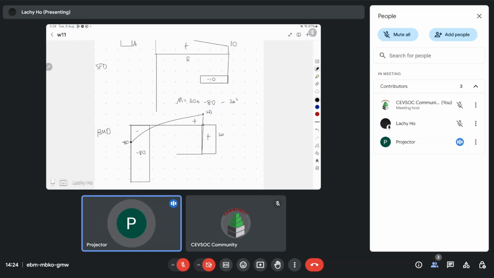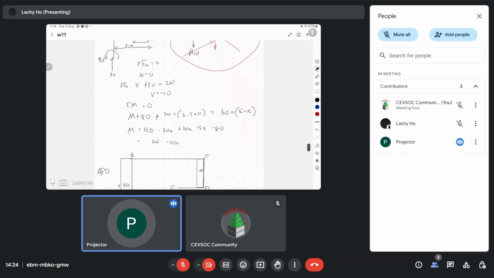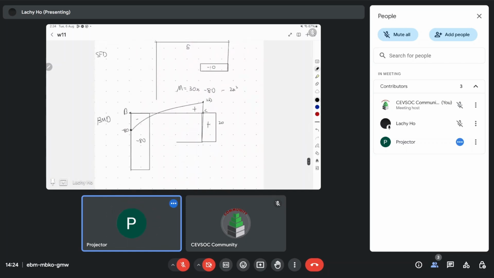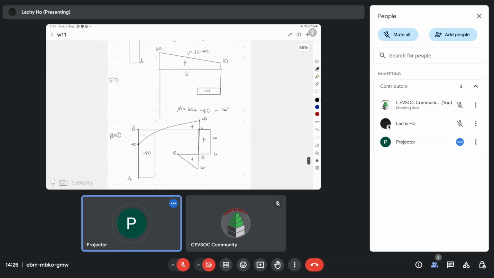The way you know you've done something right is if your corners, they should have the same value. So in this corner here, it's both minus 80 on either end, so that's good. On C here, they're both positive 20, so that's good. And then my last one is 20 minus 10x. So that looks like this. Again, 20 and 20, I've done something right. A, B, C, D, E. So that's how we do the bending moment diagrams and shear force diagrams in frames.